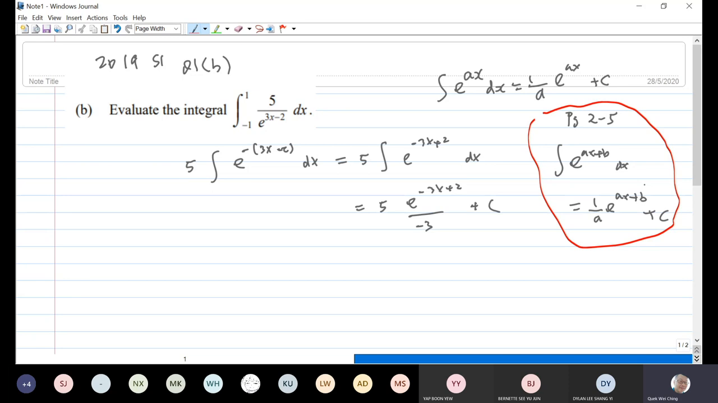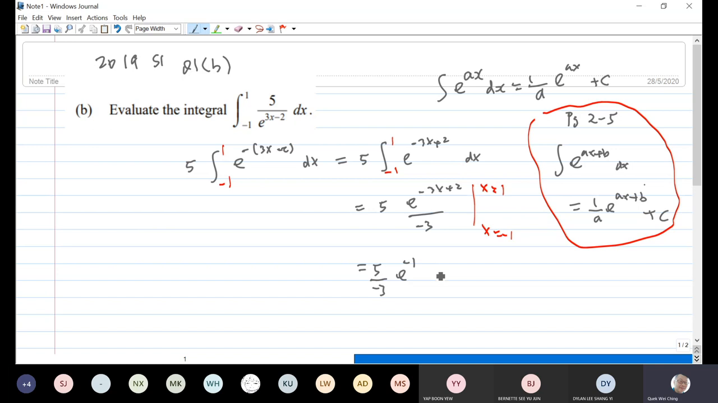So now you put in the limit, from minus 1 to 1. So that means I want to find the limit here from minus 1 to 1. Okay, get rid of C here, from x equal to minus 1 to 1. So you put in x equal to 1 first. So you get 5 over minus 3, e power, x equal to 1, minus 3 plus 2 is minus 1.